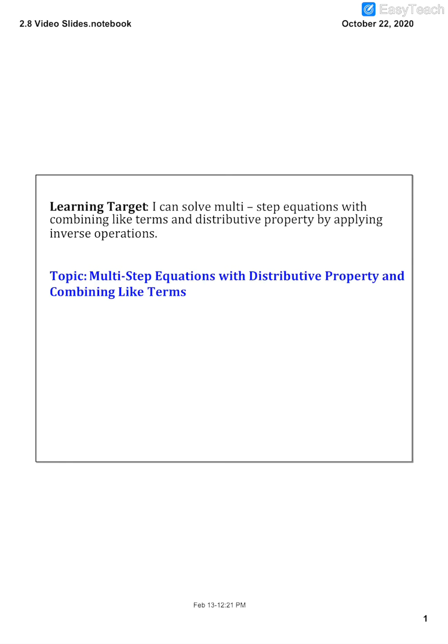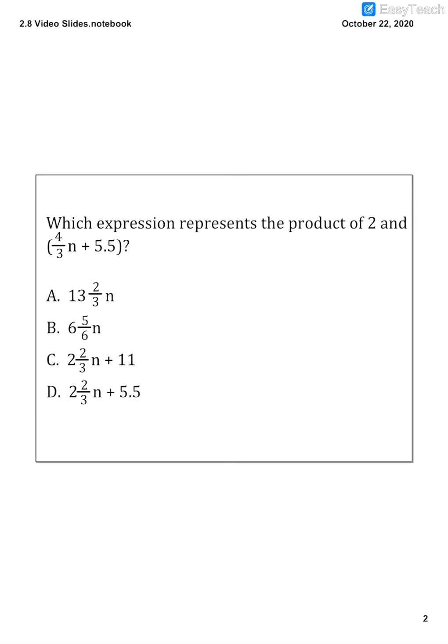Hi everyone, today's lesson focuses on solving multi-step equations with combining like terms and distributive property by applying inverse operations. So if we look at this question, it says which expression represents the product of 2 and 4/3 n plus 5.5. So the word product tells us that we're going to use multiplication. So I'm going to rewrite this with 2 on the outside times 4/3 n plus 5.5.